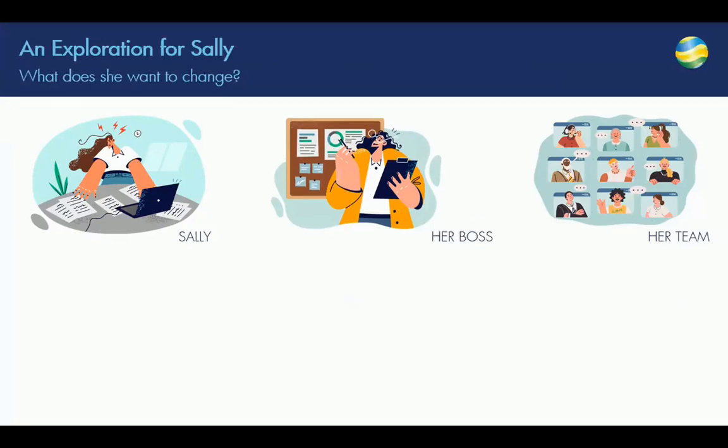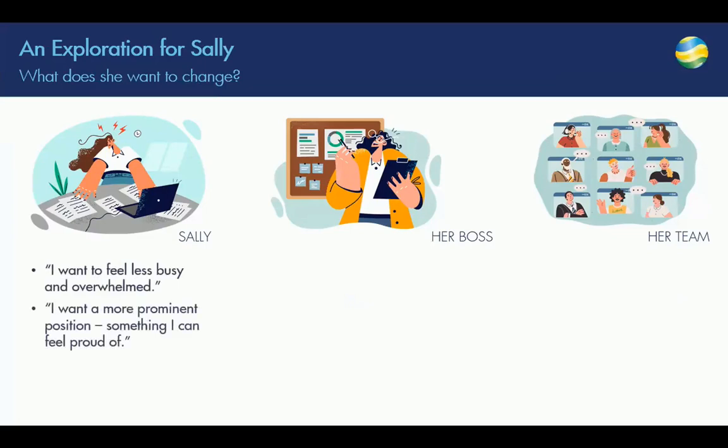So I asked her, okay, what do you want to change? Specifically, she wanted to feel less busy and overwhelmed. She wanted a more prominent position, or at least more visibility in her position. She described it as feeling like a cog in the wheel, just getting things done, and people liked her in that position because she got it done. But she really was like, hey, I'm not expressing my creativity. I'm not able to be visible and do more of the interesting stuff. So she wanted that to be different.